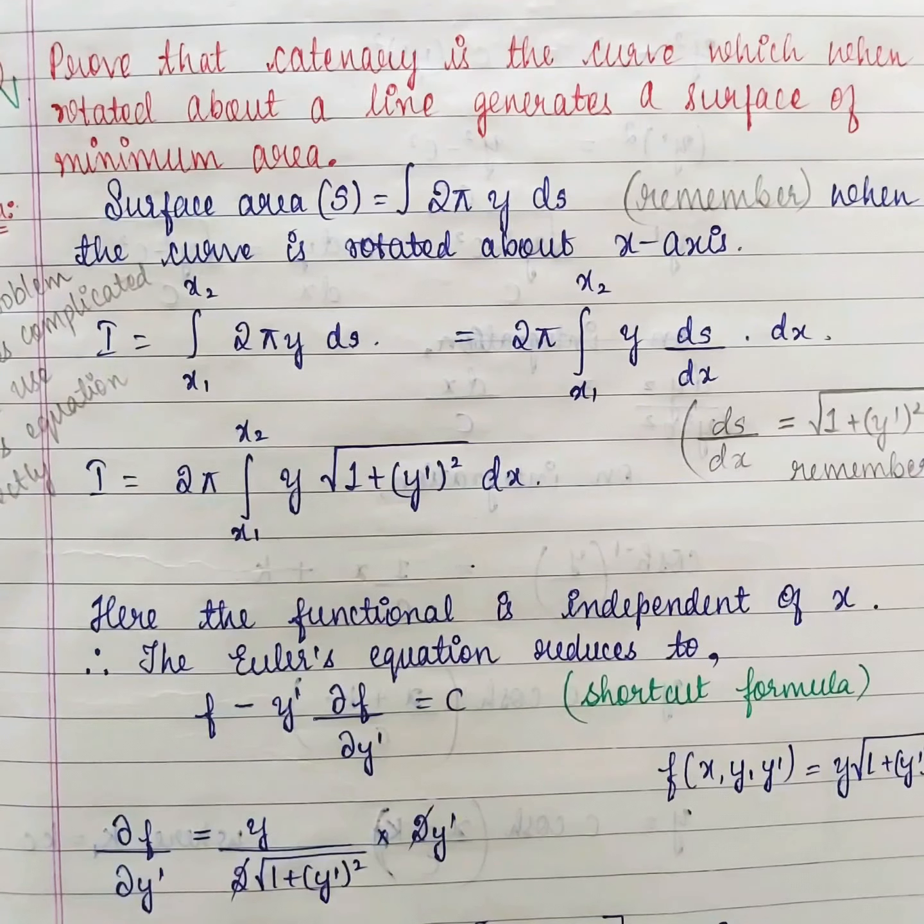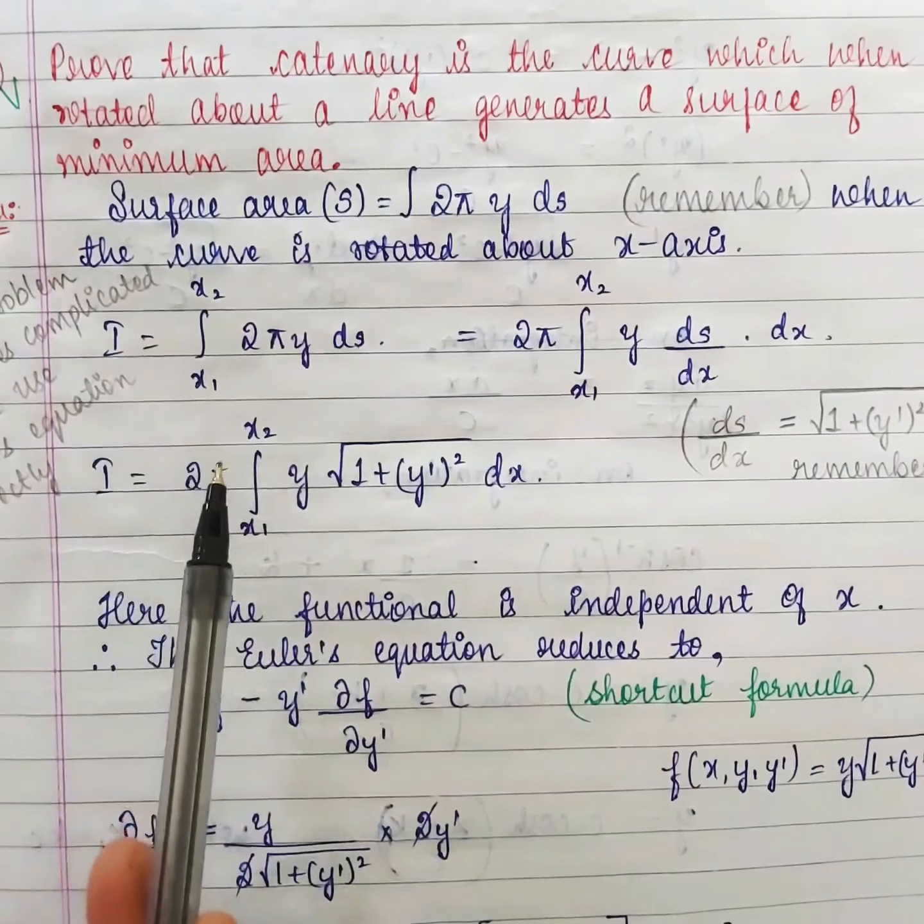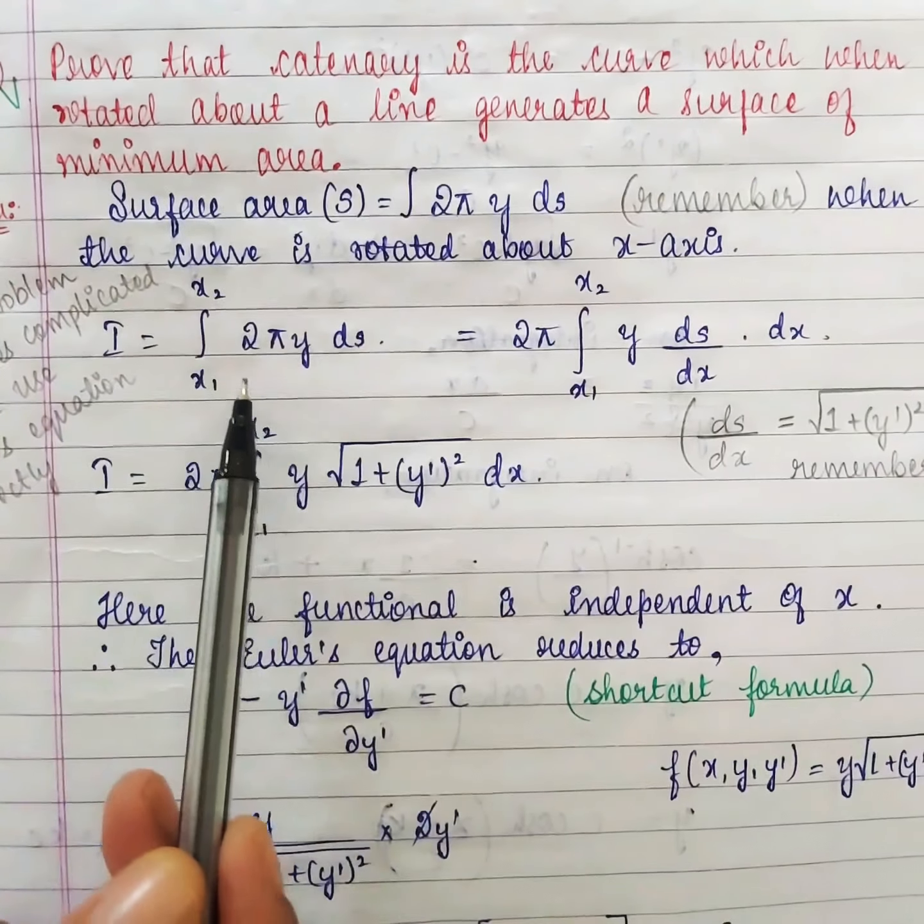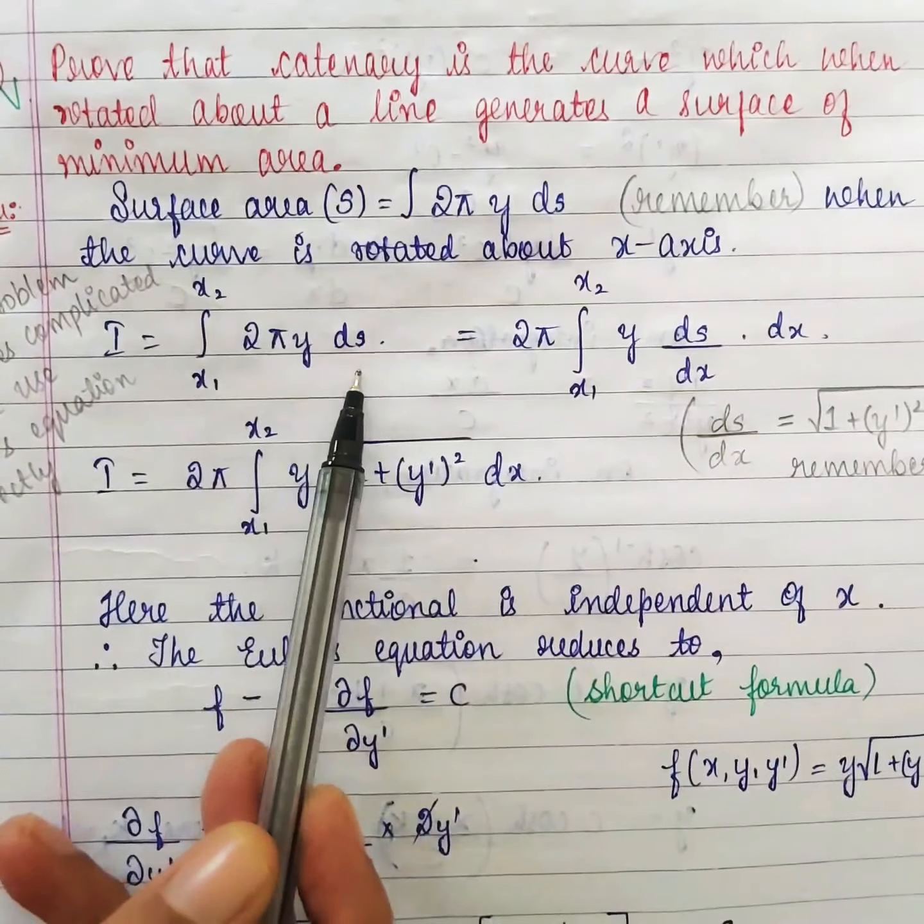Today let's see this proof. Prove that catenary is a curve which when rotated about a line generates a surface of minimum area. Here we have to consider the expression for total surface area that is given by integral 2 pi y ds, where the curve is rotated about the x-axis. Therefore, I will write I as integral x1 to x2 2 pi y ds.